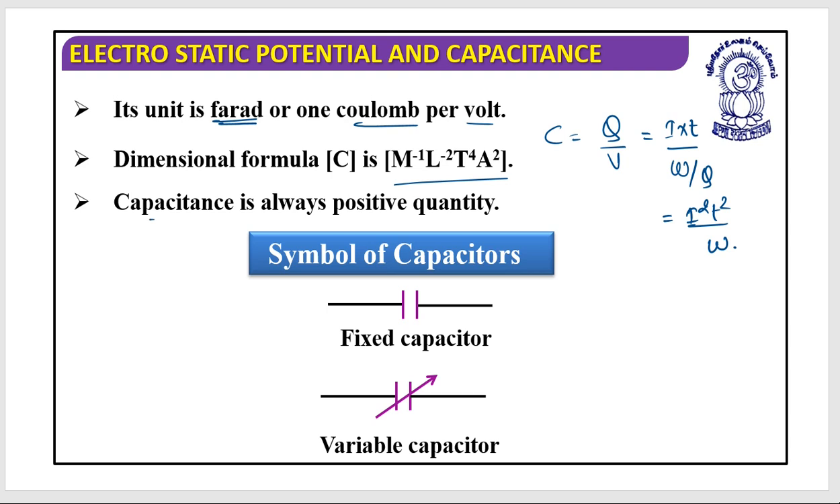One more thing, capacitance is always a positive quantity. It is the ability to store the charge, which could not be negative, so it is always a positive quantity. And these are the symbols of the capacitor. This is the fixed capacitor, and this is the variable capacitor. This arrow shows that it can change, and by change we can say it's a variable capacitor.